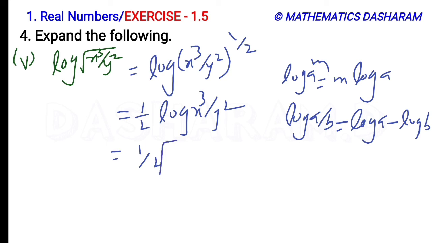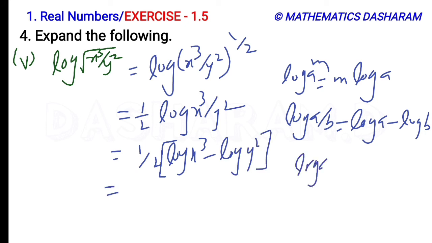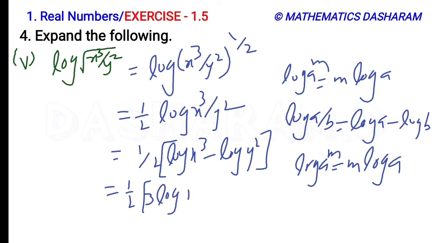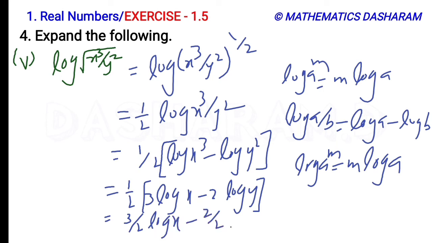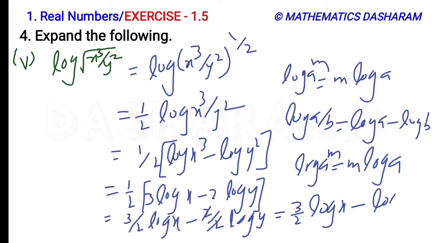So then here take the bracket, log x cube minus log y square. Now log a to the power of m formula, m into log a. So then 1 by 2 bracket of 3 log x minus 2 log y. Now 1 by 2 multiply inside, 3 by 2 into log x minus 1 by 2 into 2, so 2 by 2 into log y. So it is equals to 3 by 2 log x minus here 2 to cancel log y.